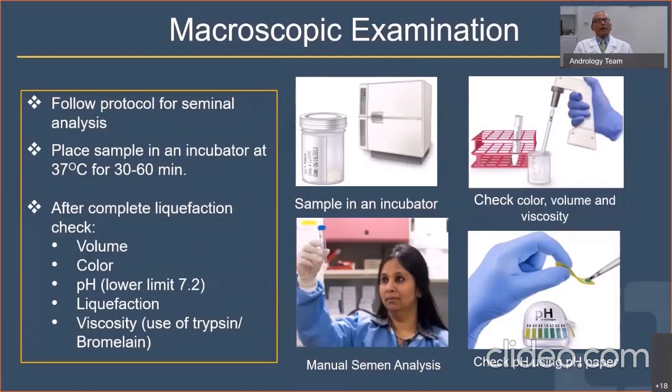Here I want to cover the macroscopic parameters. And it is important that each lab has their own protocol and does not just follow the WHO manual. Each lab should develop their step-by-step recipe so that the technologists who are doing the analysis can perform the analysis correctly. After complete liquefaction, we check for the volume, the color, the pH, and the liquefaction time. In addition, we also look for the viscosity. And if the sample is viscous, we will make use of some proteolytic enzymes such as trypsin. On your right, you can see the sample which is placed in the incubator. And then the sample is transferred from the collection container to the tube, and we check for the pH of the sample. Next slide, please.